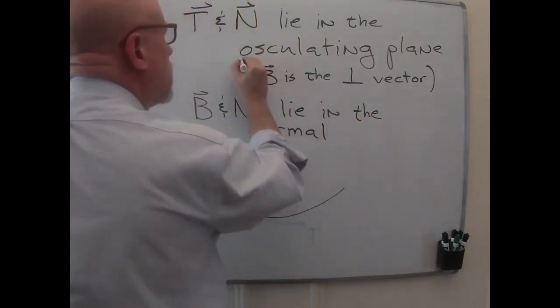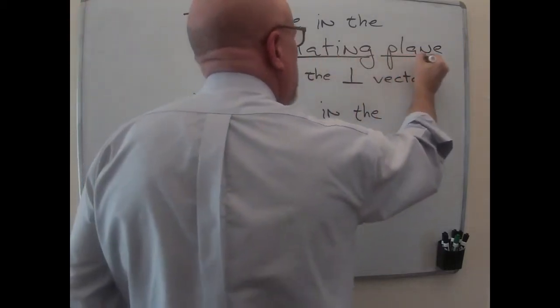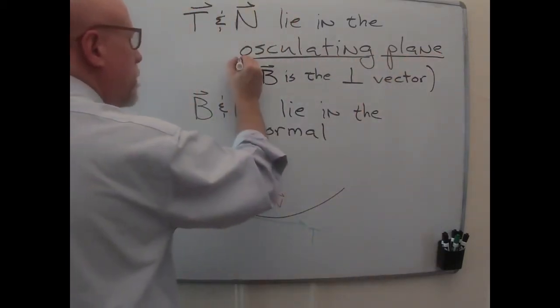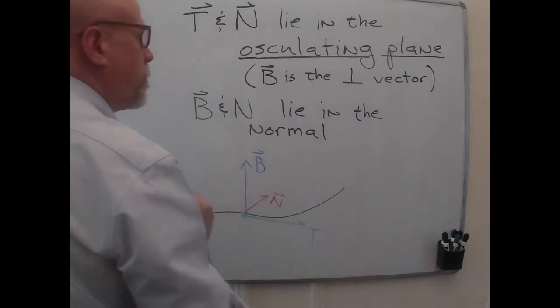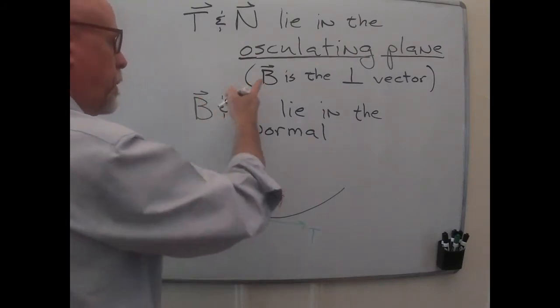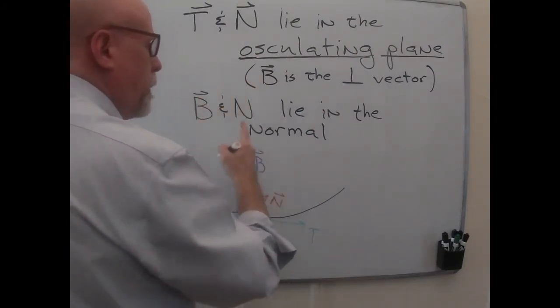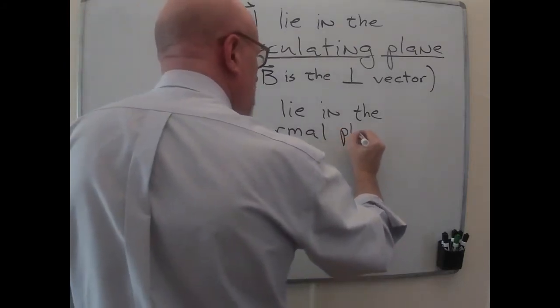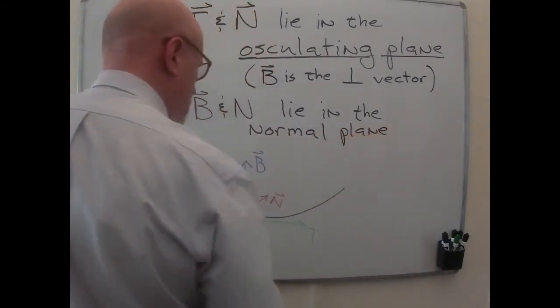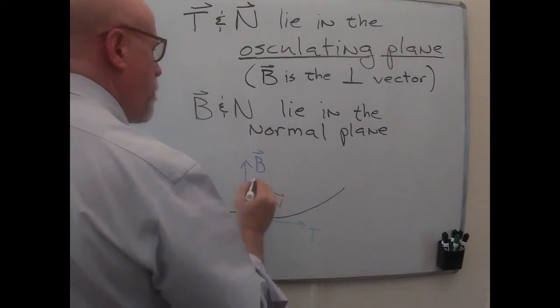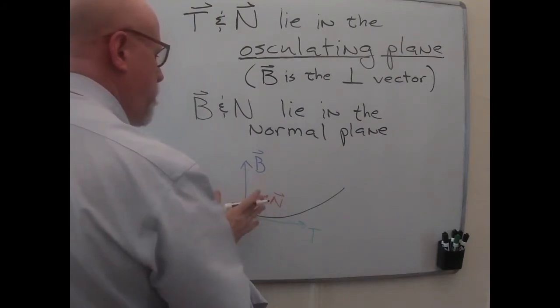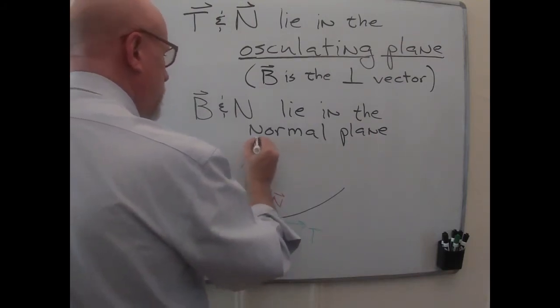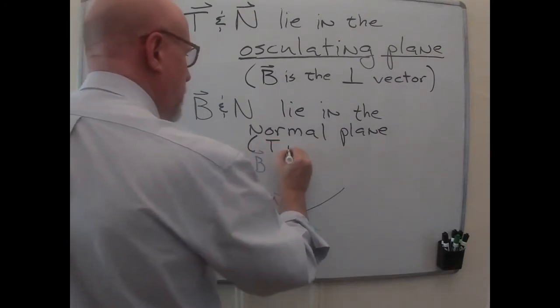I sort of meant to underline the terms that I was defining. So the osculating plane is the one that has T and N in it, and it's perpendicular to B. B and N lie in the normal plane. That's the one that's perpendicular to T. So that would be T is the perpendicular vector.